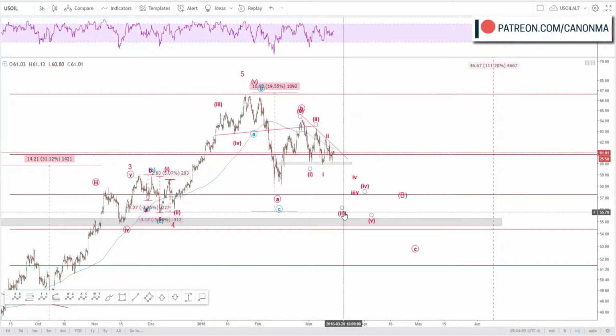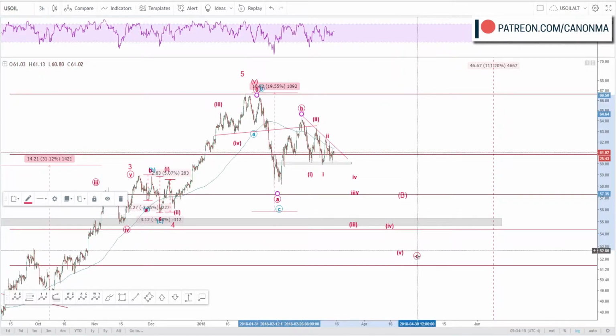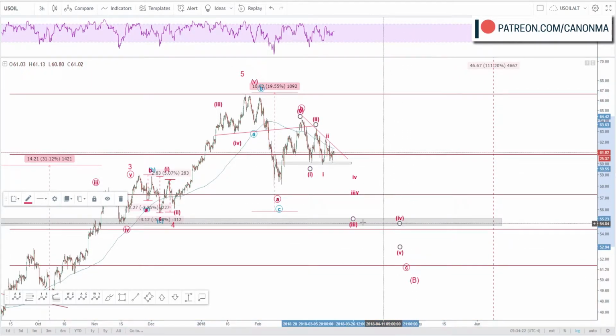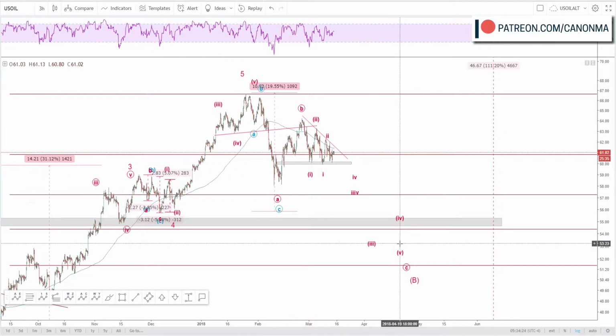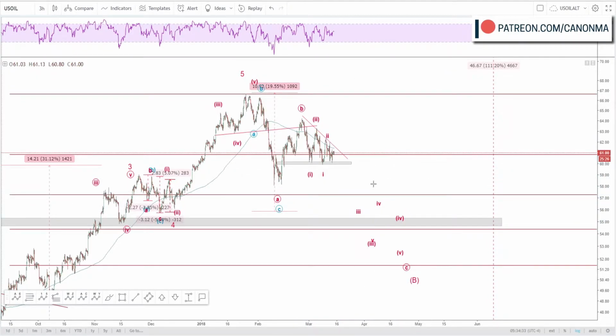At this point, I am leaning towards oil bursting lower here, and likely targeting at least 55, and quite possibly lower than that as well. I'm getting these short-term waves here in slightly better position. So yeah, back to this then.